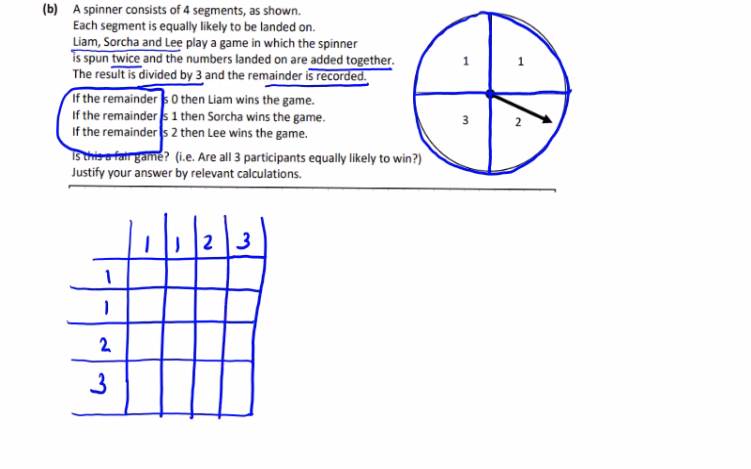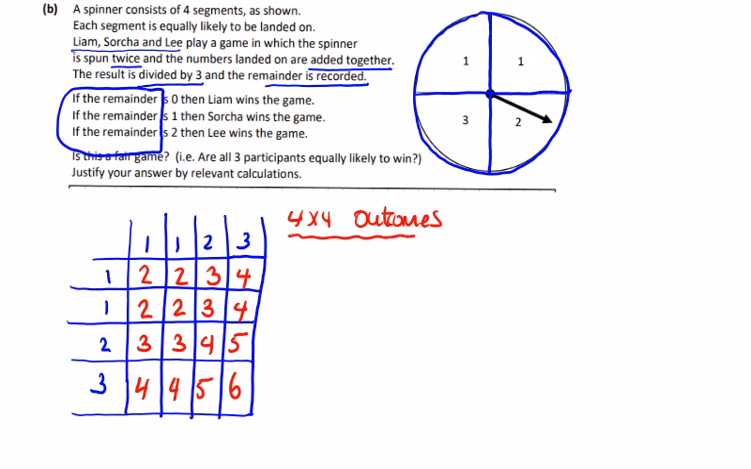So let's just change to red and fill them in. So 1 and 1 is 2, 1 and 1 is 2, 3, 4, and it's the same again here. 2, 2, 3, 4, 2 and 1 is 3, 2 and 1 is 3, 4, 5, 3 and 1 is 4, 3 and 1 is 4, 5 and 6. So these are all my outcomes. So I've 4 by 4 outcomes.